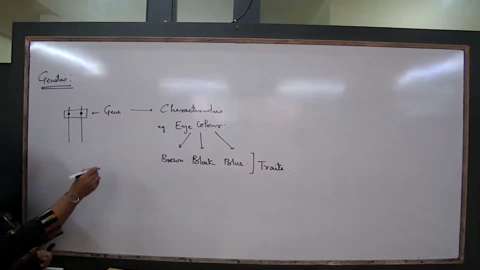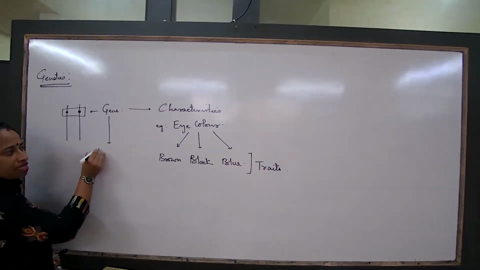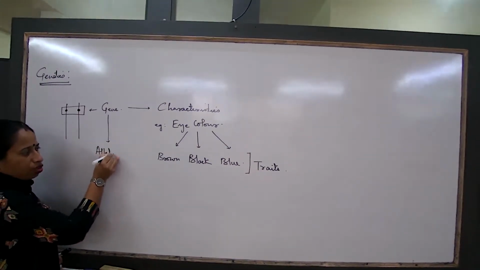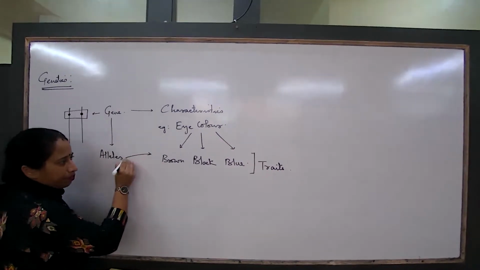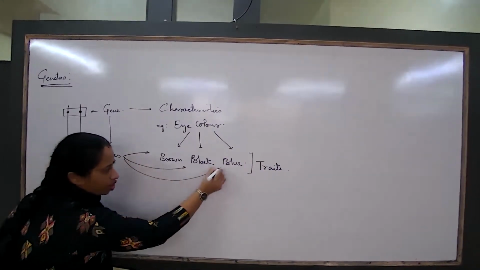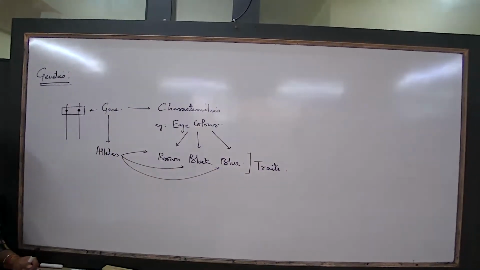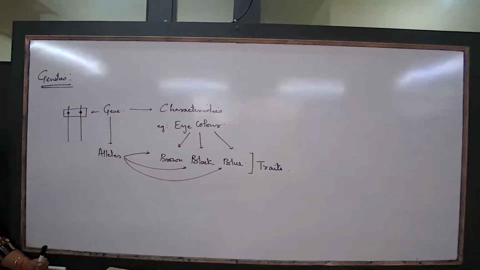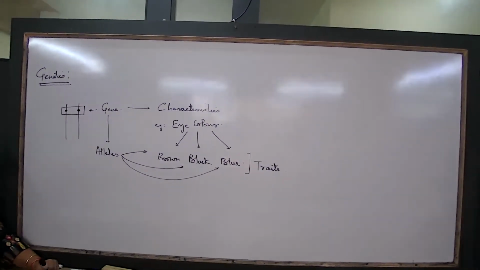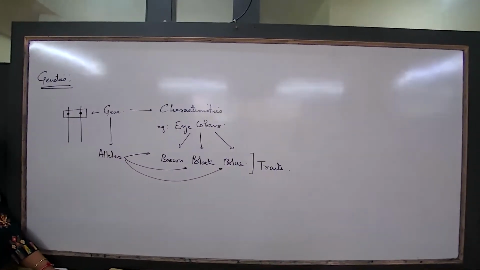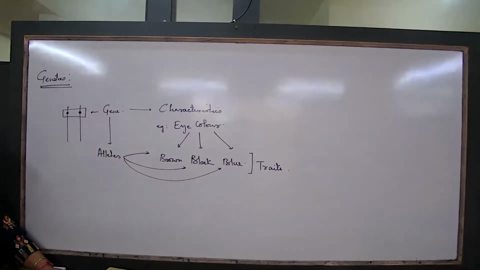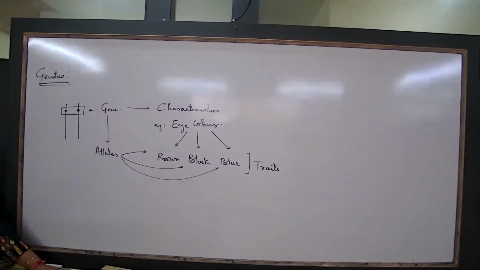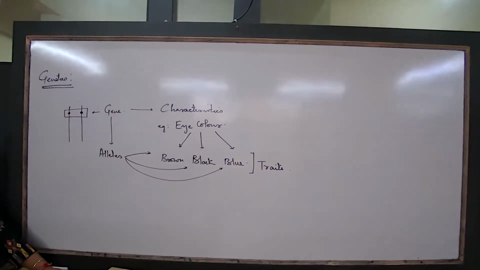So what are these chemical compositions known as? These different chemical compositions are known as alleles. Then what are alleles? Different forms of a gene. Alternate forms of a gene are known as alleles. What are traits? Alternate forms of a character are known as traits.